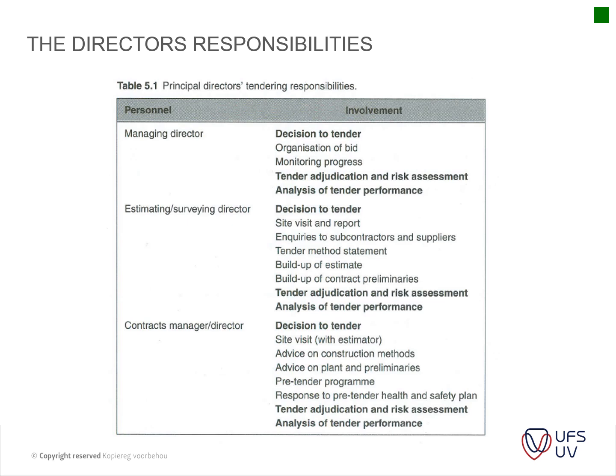Okay, then we get into our principal directors' tendering procedures, and this is a very important slide to look at, table 5.1. So you've got your managing director, your estimating surveying director and your contracts manager, and you will see that you've got a decision to tender at the top of all of these items. So your managing director usually organizes everyone to do a bid or tender document if they need to.